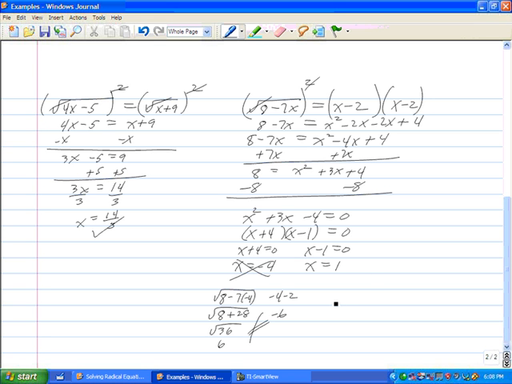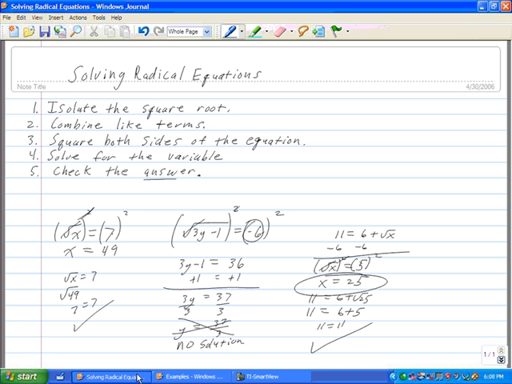Next one, square root of 8 minus 7 times 1 is the square root of 8 minus 7, which is the square root of 1, which is 1. And plugging in the 1, 1 minus 2 is negative 1, not equal. So in some cases you might have one solution. In some, you check, neither one works. So again, we have to say no solution.